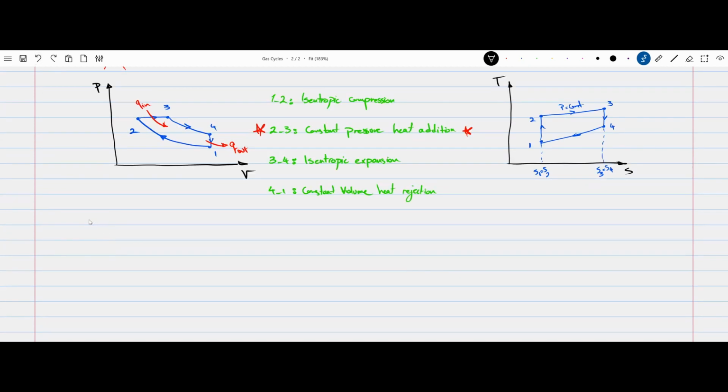Okay, so next thing that we want to do is coming up with an equation for the efficiency of a diesel engine. Again, we can define it as 1 minus Q out over Q in.